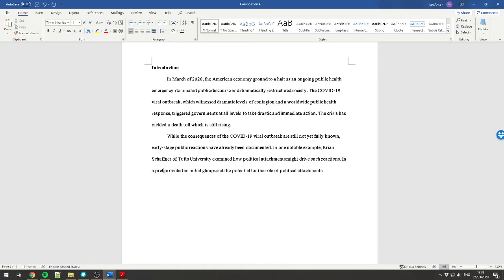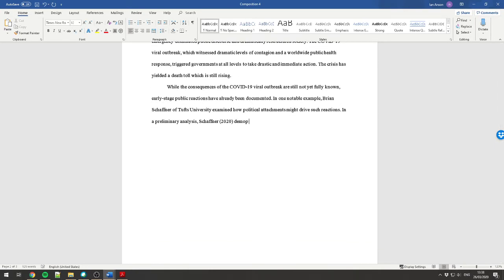In a preliminary analysis, Schaffner 2020 demonstrates, we probably want to be in present tense when we're writing about research, demonstrates that media markets that strongly favored Trump in the 2016 election exhibited relatively little interest in Google search terms like hand sanitizer in the early stages of the crisis.